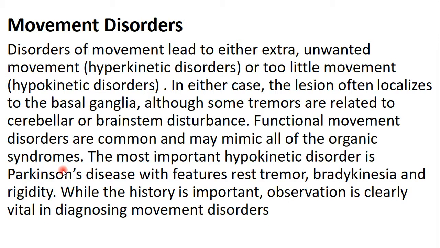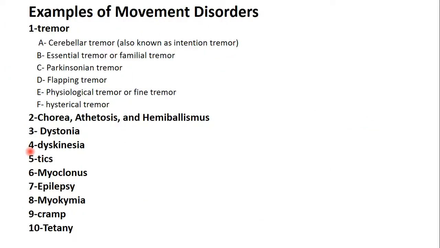The most important hypokinetic disorder that we are going to see is Parkinson's disease. In Parkinson's disease we find resting tremor, bradykinesia, rigidity, and other features of Parkinson's disease. While the history is important, observation is clearly vital in diagnosing movement disorders. We have many examples of movement disorders.